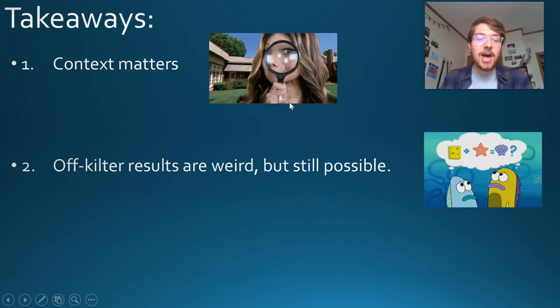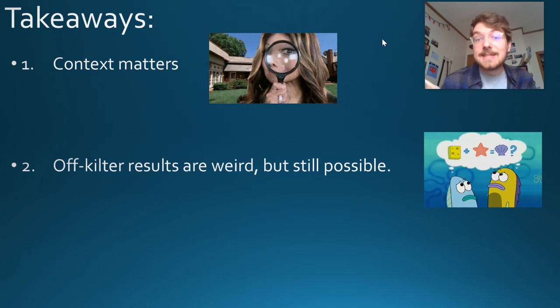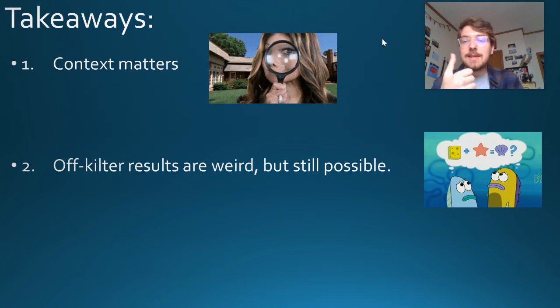Number two is that off-kilter results are weird, but they're still possible. So if you're flipping a coin a bazillion times and you flip it 20 times and you happen to get 18 tails and 2 heads, that's weird for sure, but it is possible at the end of the day because all the coin tosses are totally independent of each other. They don't affect each other, and it's weird, but it could happen. And if you did a ton of trials, you'd eventually get some result like that.